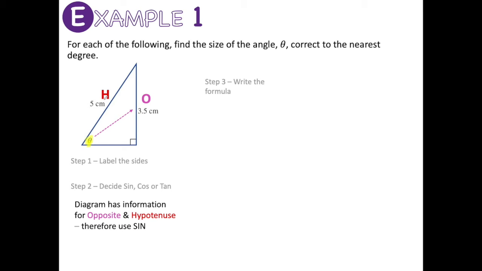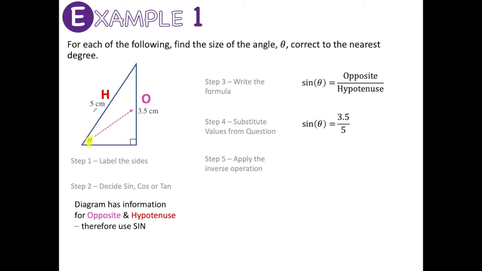Step 3 is to write the formula. Sine of the angle equals opposite over hypotenuse. Step 4 will be to substitute in my values. The opposite value is 3.5 and the hypotenuse value is 5. So sine of my angle is going to equal 3.5 over 5. Now I'm going to apply the inverse operation. My theta angle is going to equal the inverse of sine, 3.5 over 5.